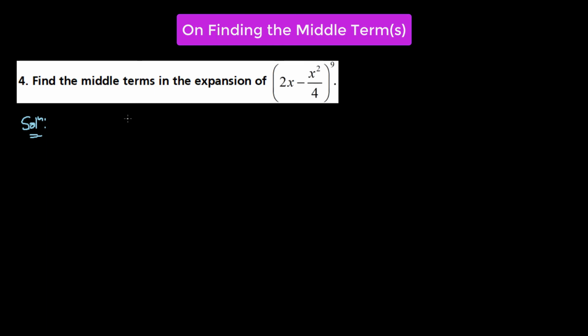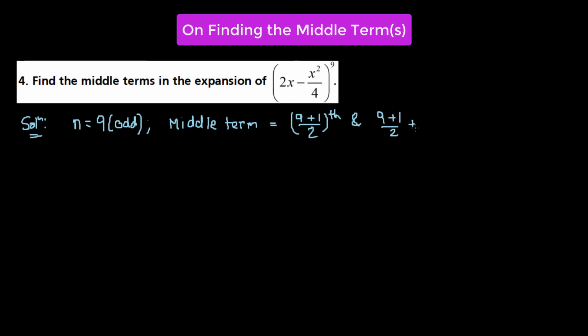In this particular question, we are given a binomial expression and we have to find the middle terms. Now we'll start by looking at the value of n, which is 9. Now 9 being an odd number, the middle term will be equal to (9 plus 1) over 2-th term and (9 plus 1) over 2 plus 1-th term. So these are going to be the two terms of the given binomial expression. So 9 plus 1 is 10, so we have the 5th term and the 6th term. So that means we have to find out the value of t5 and t6.